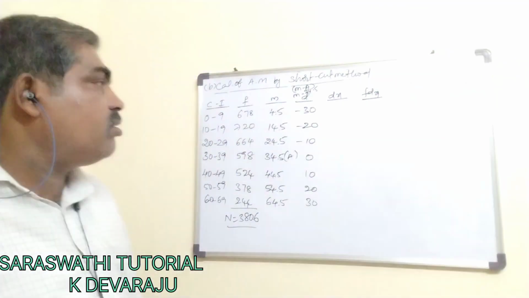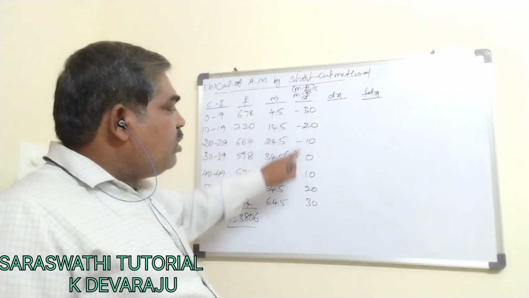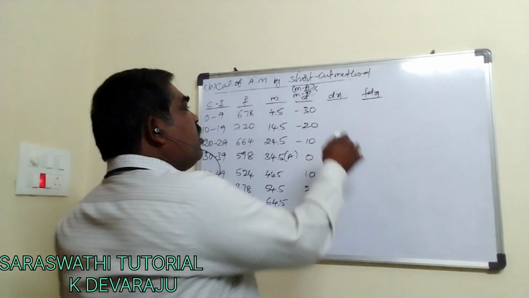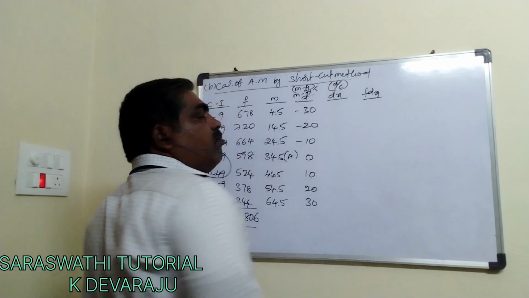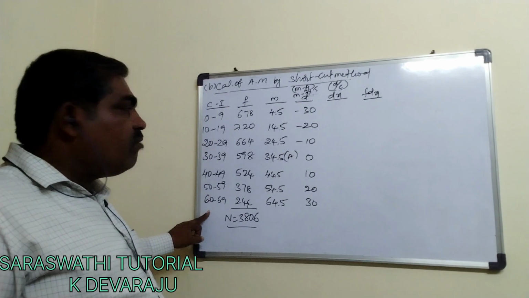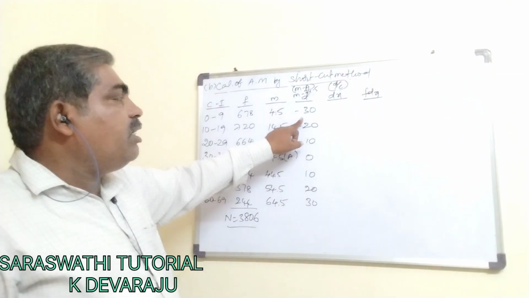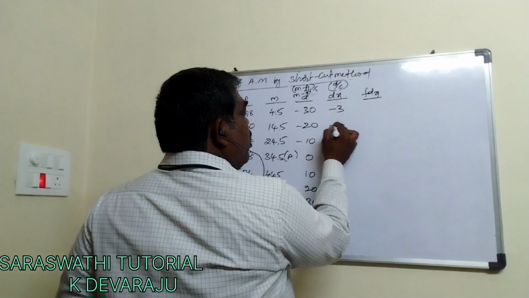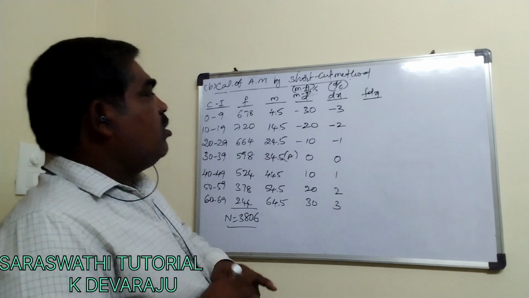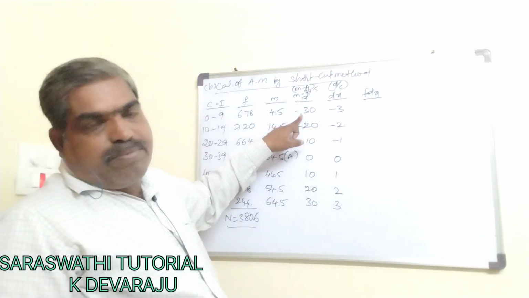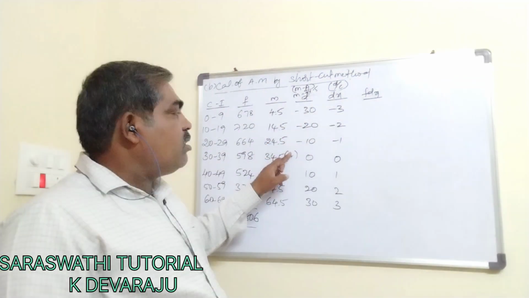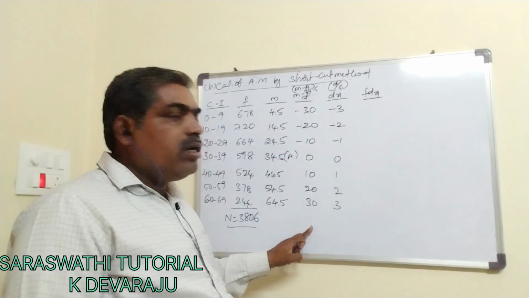The calculation up to D is the same. How to calculate Dx? D by C. D indicates the deviation, C indicates the common difference, which is 10 for everyone. Minus 30 by 10 is minus 3, then minus 2, minus 1, 0, 1, 2, 3. Minus 30 divided by 10 is minus 3, minus 20 by 10 is minus 2, minus 10 by 10 is minus 1. Like that we calculate.